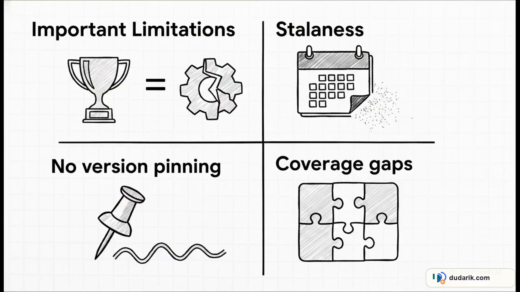Second, staleness is a very real problem. Some of these entries might be deprecated or just plain out of date. Third, the links go to the main branch of a repo, not a specific stable release, which can be a headache. And finally, remember this whole thing depends on community contributions. That means there could be coverage gaps, some cool niche tools might just not be on there yet.